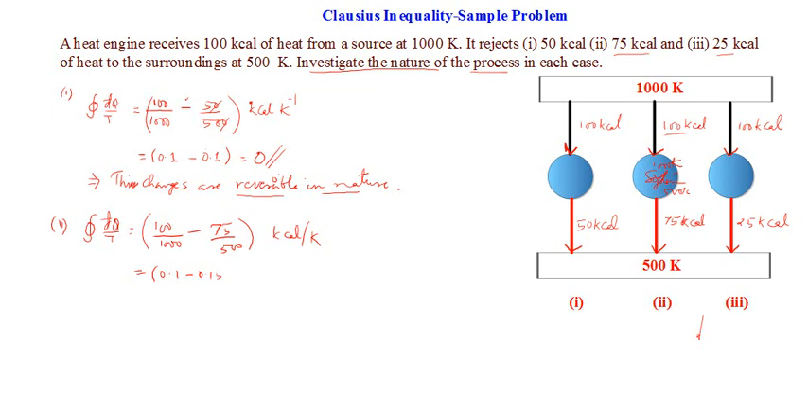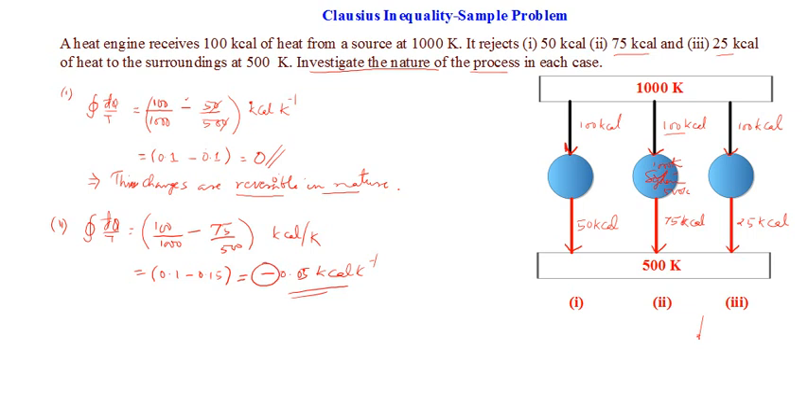Am I right? 0.15. You can check it. 0.15. So that much. And this is going to be minus 0.05 kilocalorie per Kelvin. That's going to be, and you note this negative sign.